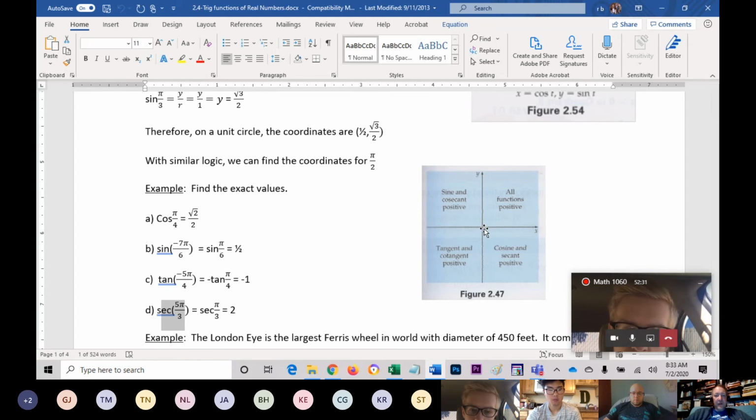5 pi thirds is going to be 6 pi thirds minus pi thirds. So that's going to put us down here in quadrant 4.